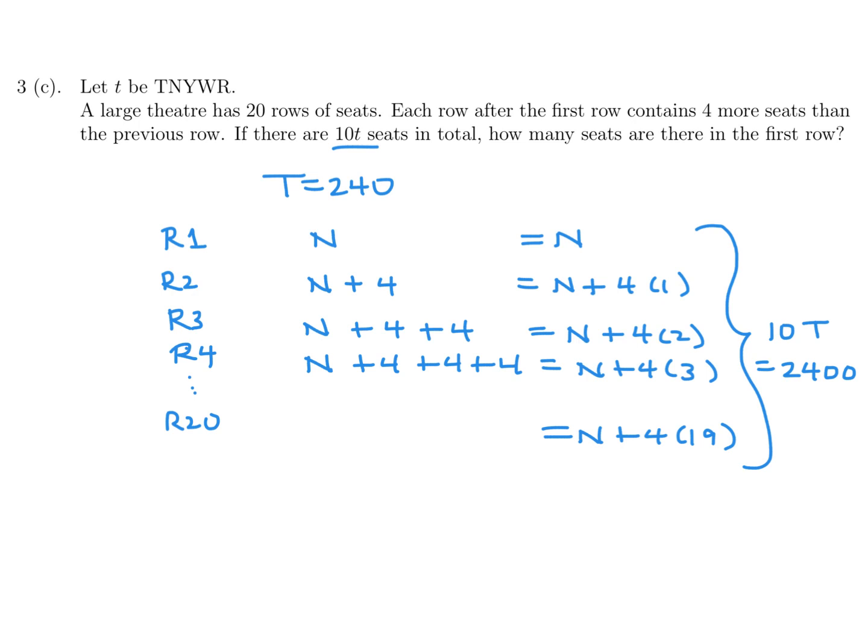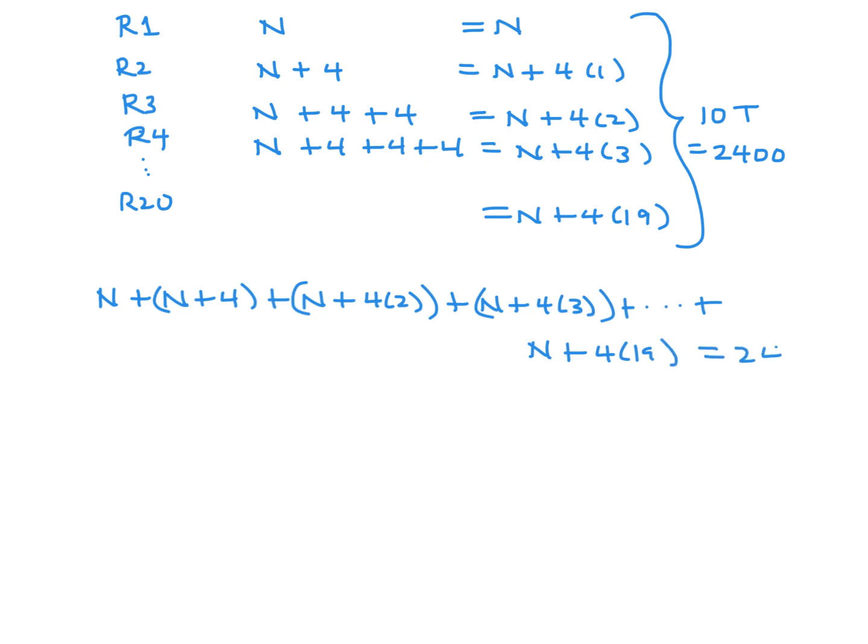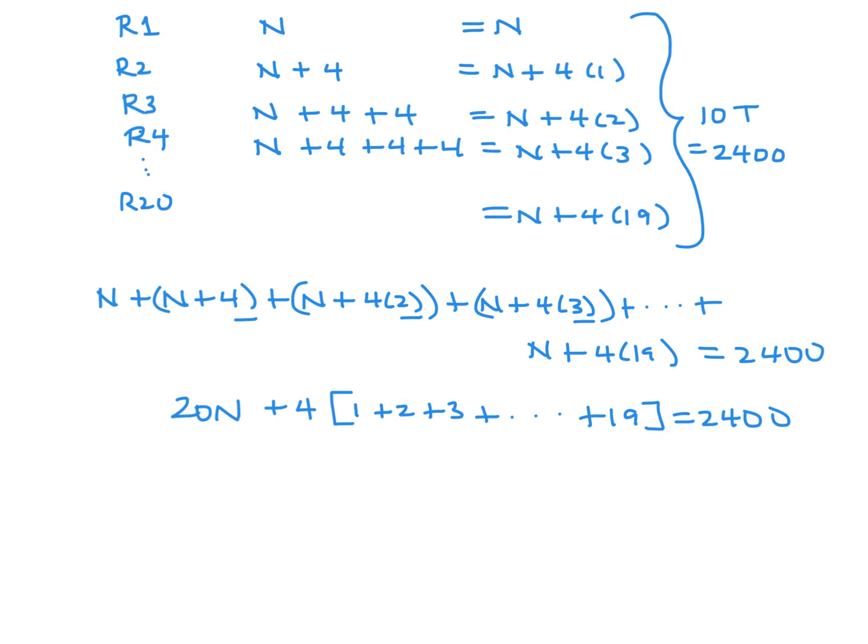Okay, let's do it. So we got n plus n plus 4 plus n plus 4 times 2 plus n plus 4 times 3. You get the point. Plus dot dot dot all the way to n plus 4 times 19, and that all equals 2,400. Okay, so all the n's, there's 20 n's, so I'm confident about that. And then how do you add all these 4s? Well, factor out the 4. You get 1 plus 2 plus 3, there was a 1 here, a 2 here, a 3 here, all the way till 19.